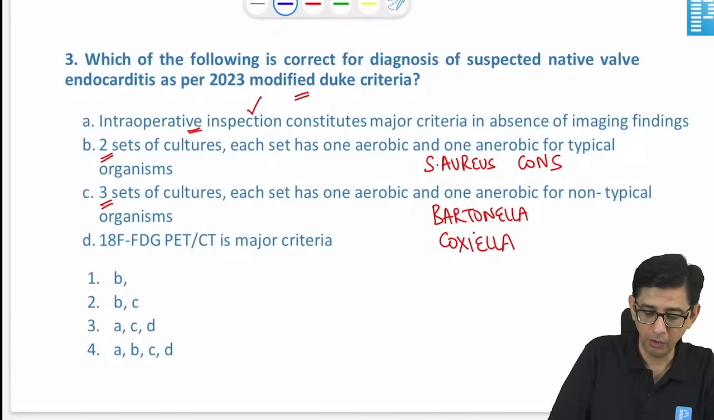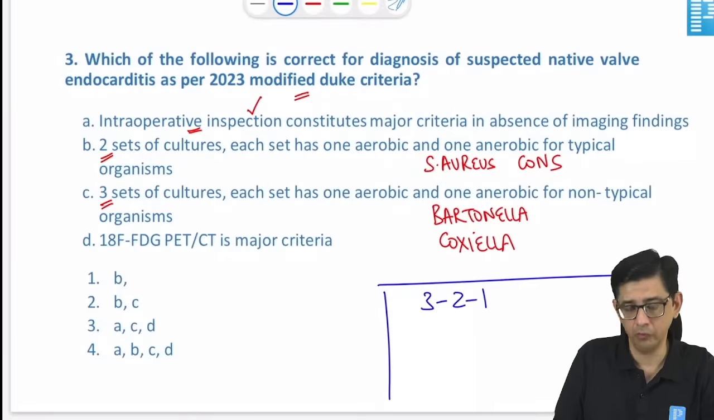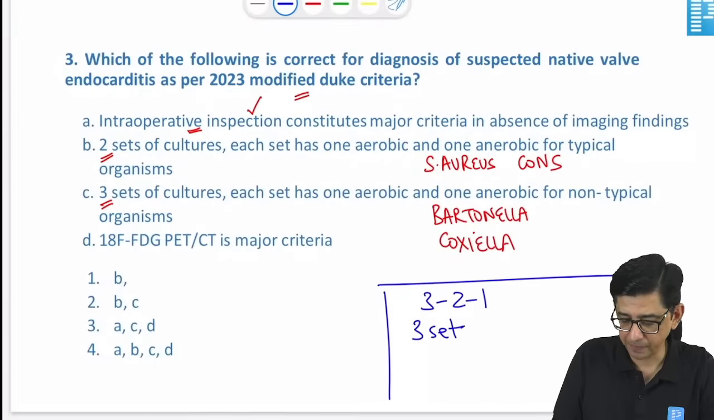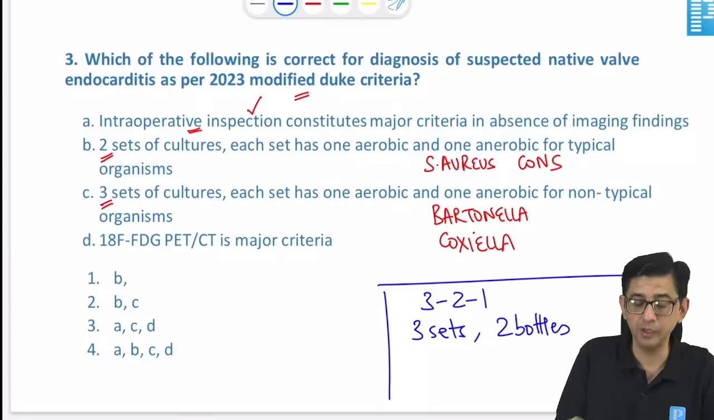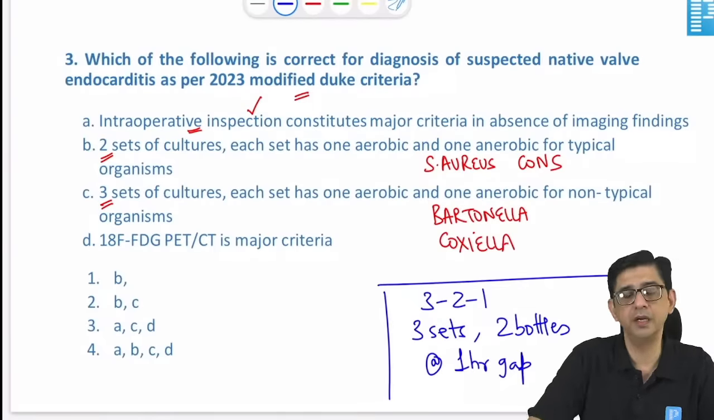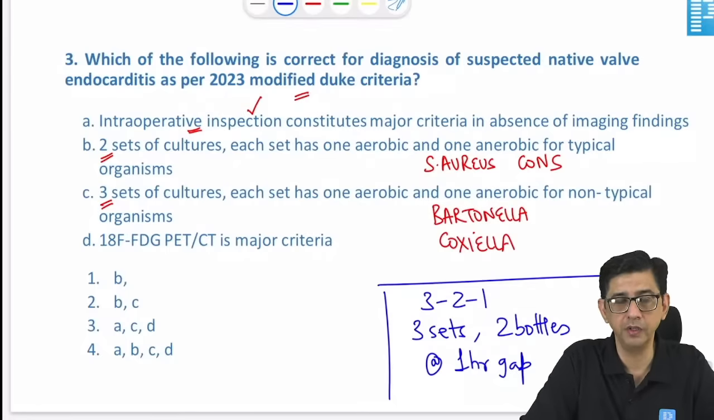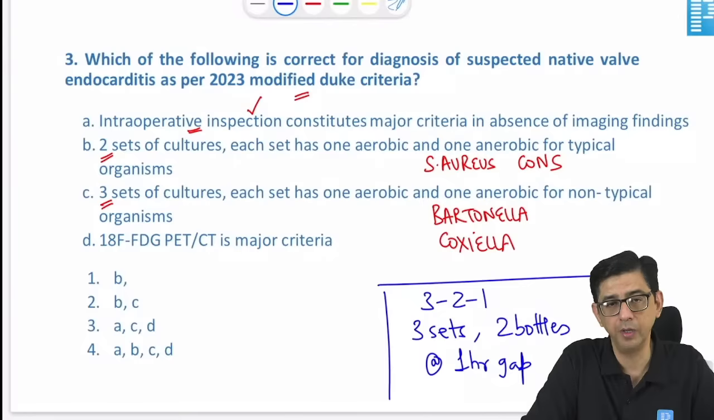In the older edition of Harrison, it was still 3-to-1. You needed at least three sets, and each set would have two bottles, and aerobic and anaerobic bottles were not mentioned separately, like they are now. It was three sets of two bottles at a gap of 1 hour. But now he has removed those guidelines, and this is why we are discussing this update: it is two sets for typical and three sets for non-typical organisms.